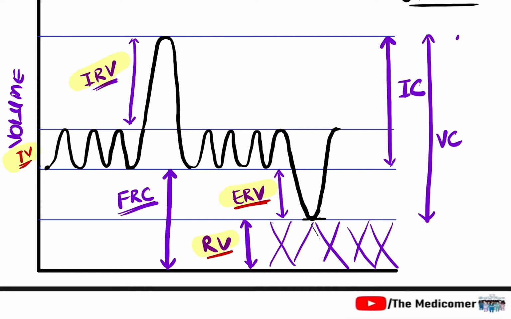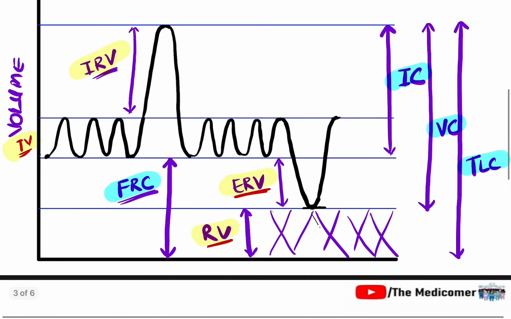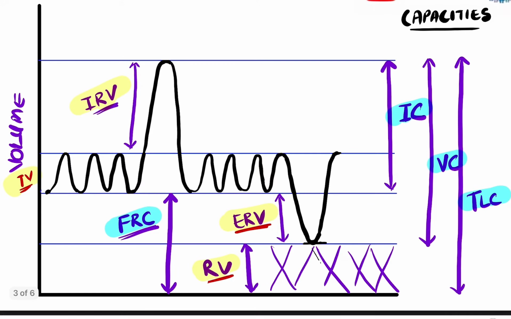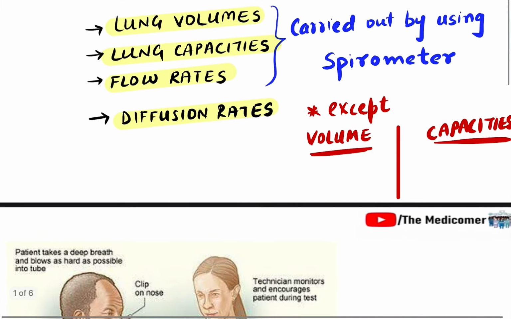And the addition of all these gives us the total lung capacity. Okay, so these are the capacities which are found by addition of these volumes. So we have functional residual capacity, inspiratory capacity, vital capacity, and total lung capacity. Okay, so these are different lung capacities. Now in the beginning I told you all these can be measured using a spirometer, but there are some exceptions. Now the exceptions, okay, let's go to the exception part.